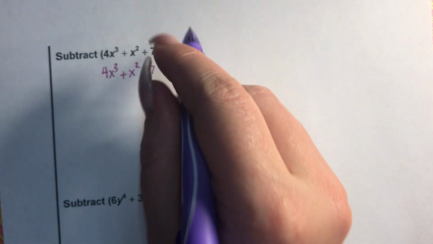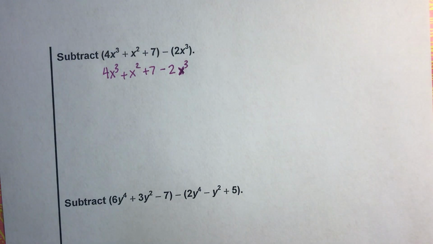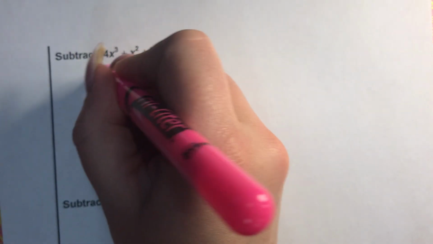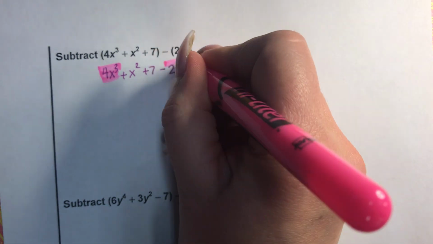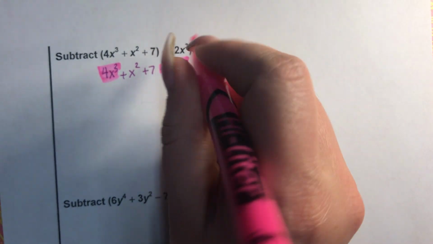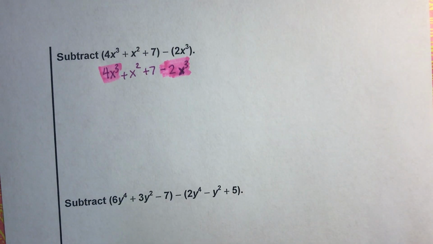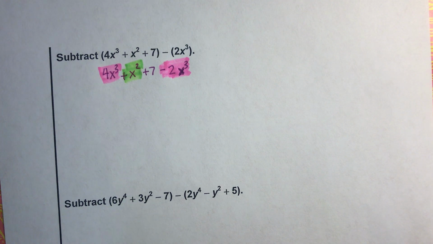And once we've distributed that negative, now we're just back to combining like terms. So here I see there's an x cubed, we got 4x cubed, and then negative 2x cubed here. And then what do I see? I see that we have an x squared. And then lastly, there is a constant, which is a 7.